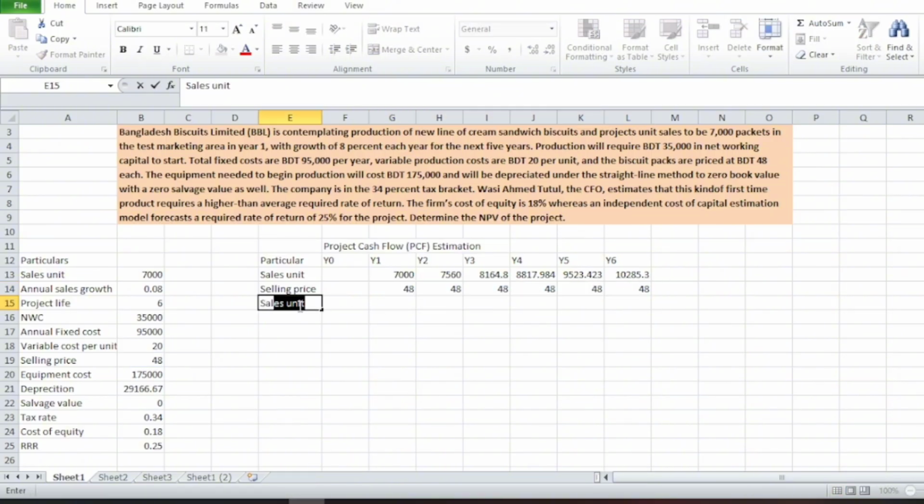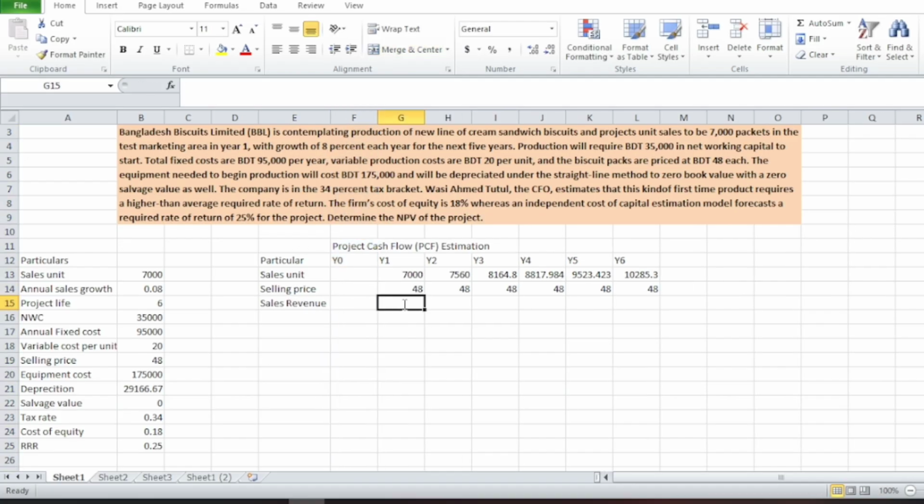Now we can simply find the sales revenue. We know the formula: sales revenue is sales unit times selling price. This is our sales revenue for each year. Now we will write down the total variable cost for each year. For variable cost, we know it is sales unit times variable cost per unit, again using a link. So this is our variable cost for each year.